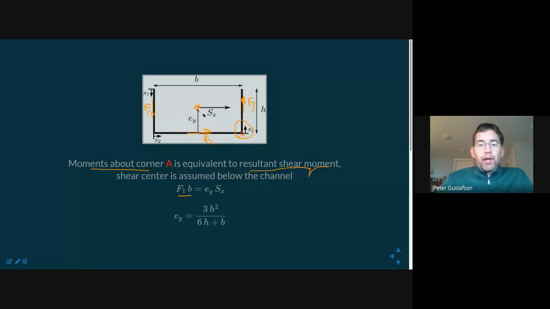So the shear resultant here is Sx, and that is now a distance positive EY from the reference point A. So this is statically equal to this, and then of course we can solve that for EY, plugging in our known value of F1, we get our same magnitude.